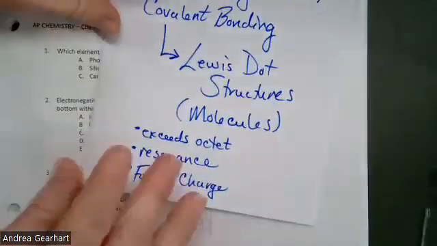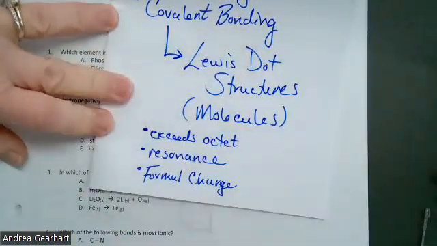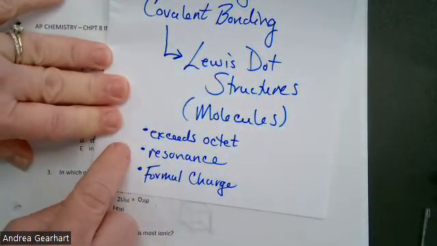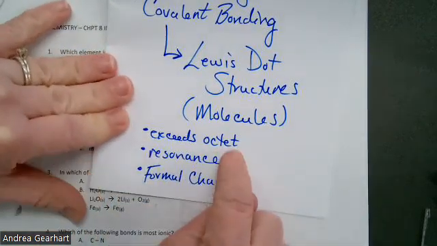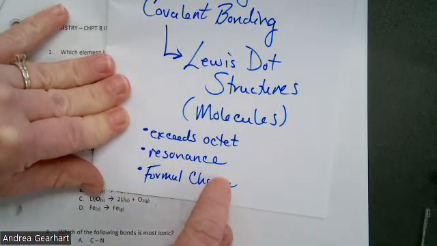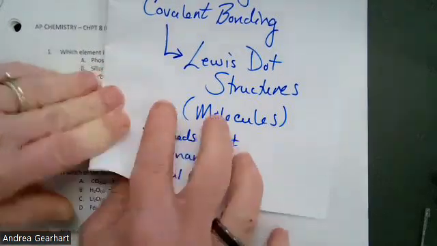Then the meat of today: Lewis dot structures for covalent compounds. We'll see things that obey and that do not obey the octet, and why. You may have heard of resonance before. Oh, formal charge. Such neat stuff. So that will be today.